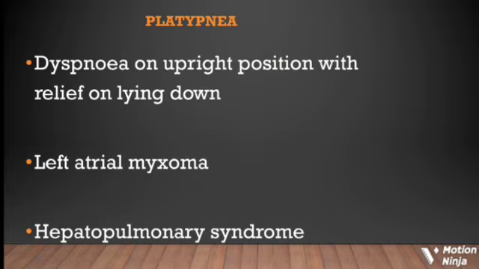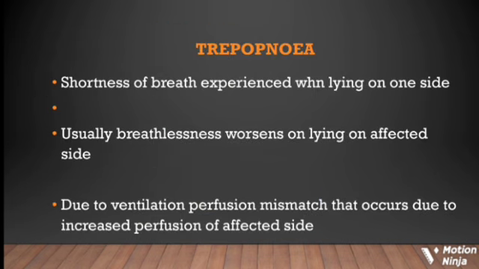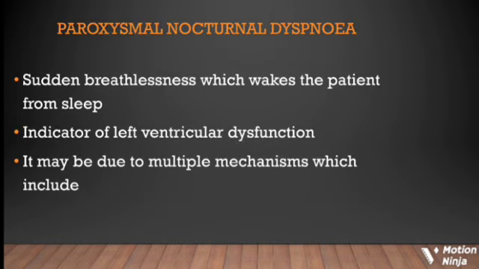In hepatopulmonary syndrome, the explanation is there is opening up of pulmonary AV channels on sitting up, and so there is more of perfusion but less of ventilation, and a ventilation perfusion mismatch on sitting up. Now trepopnea is shortness of breath experienced while lying on one side. Usually breathlessness worsens on lying on the affected side, because when the patient lies on the involved side, there is increased perfusion because of gravity, while ventilation is decreased because the lung is diseased. So the dyspnea worsens. So that is trepopnea.